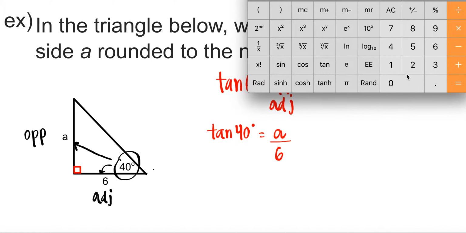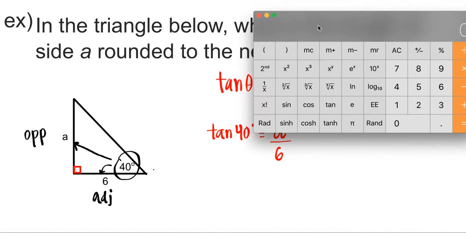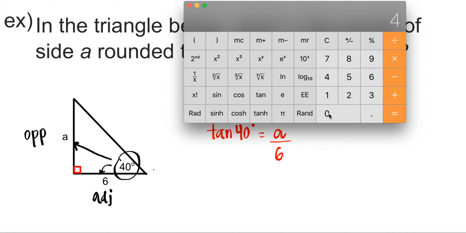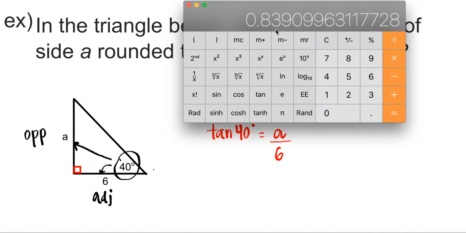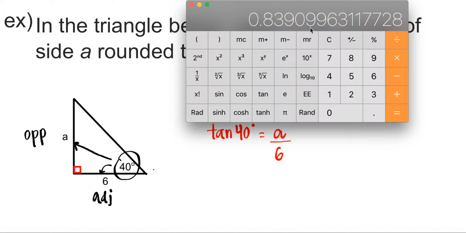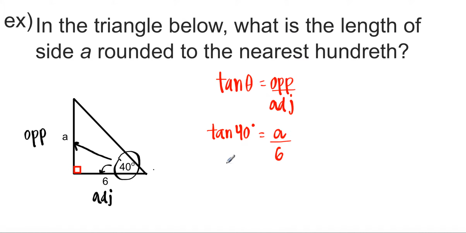Okay, now you're going to need your calculator. So I've pulled mine up. We need to find the tangent of 40. I type in 40 and then I type tangent, depending on what kind of calculator you have. And typically we round this number to 4 decimal places. So I'm going to write the tangent of 40 as 0.8391. I rounded that 0 up to 1 because the number behind it is a 9. So 0.8391.